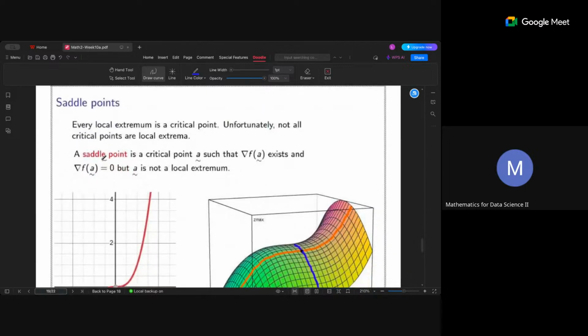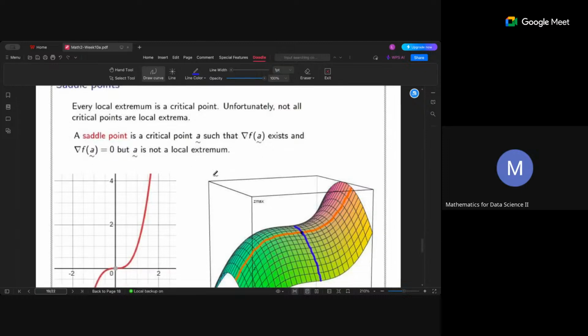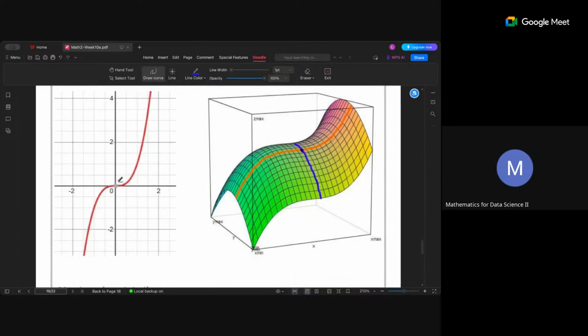So a saddle point for a multivariable function is a critical point A such that del f of A tilde exists and del f of A tilde is 0, but it is not a local extremum. So here you see this point is a saddle point, and this point is also a saddle point.